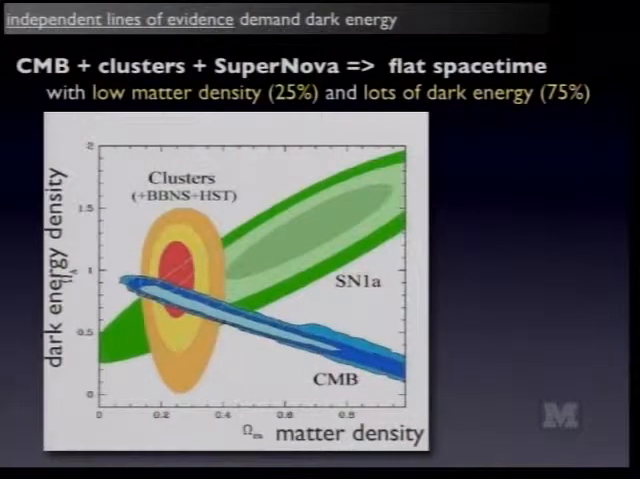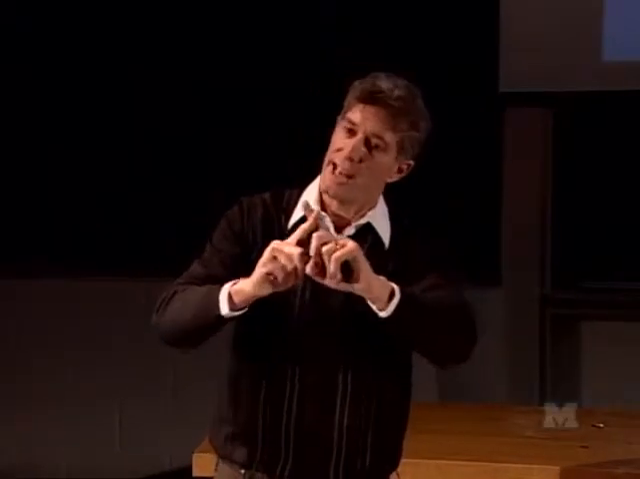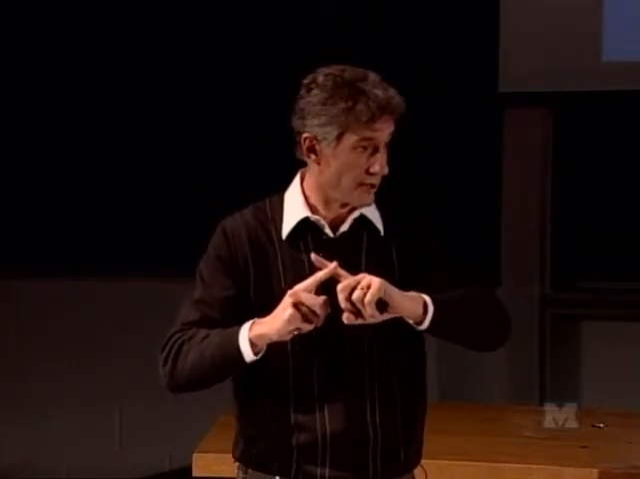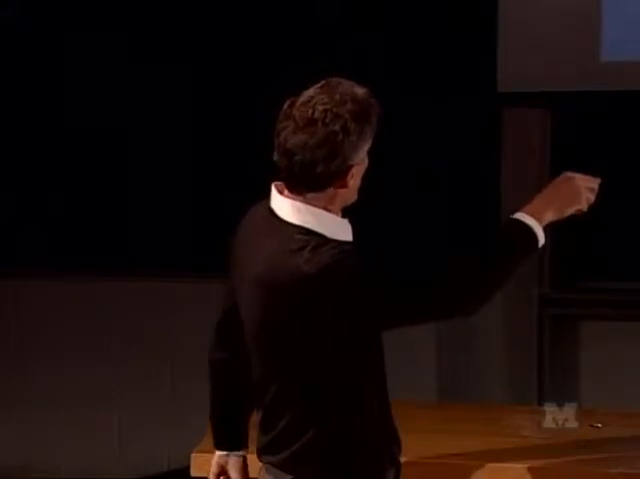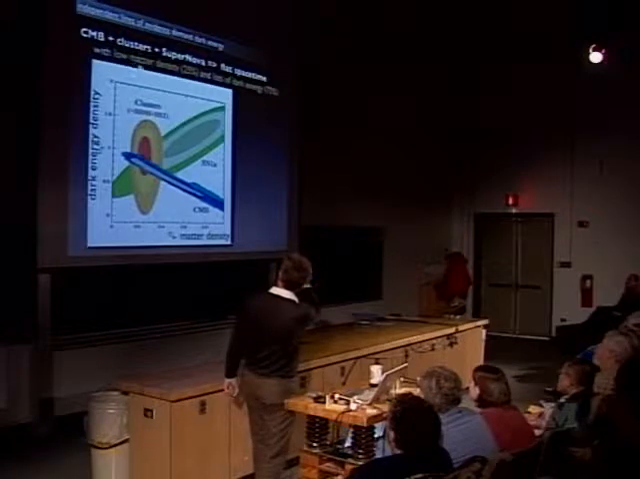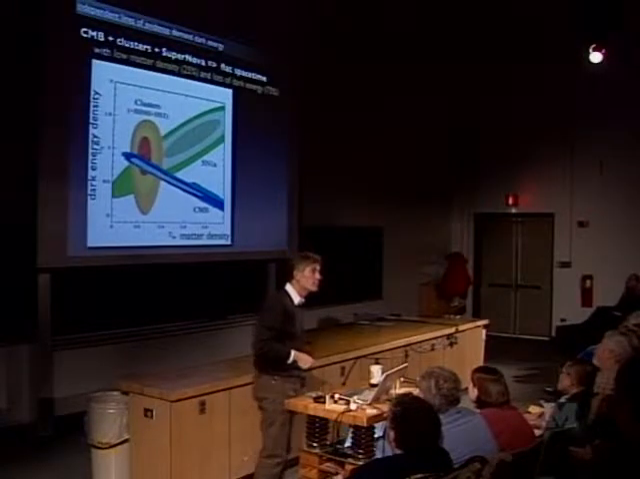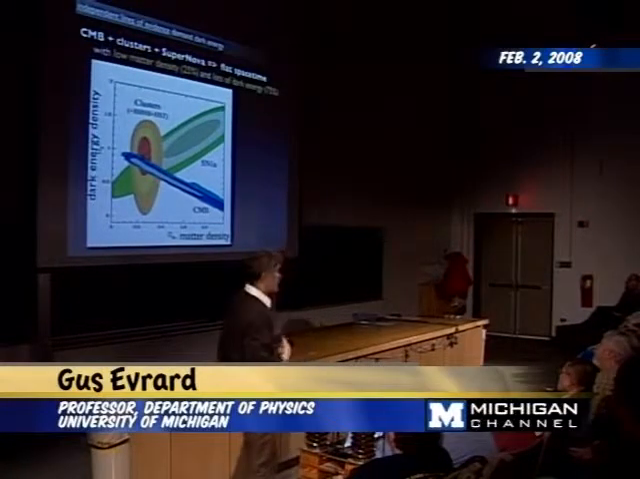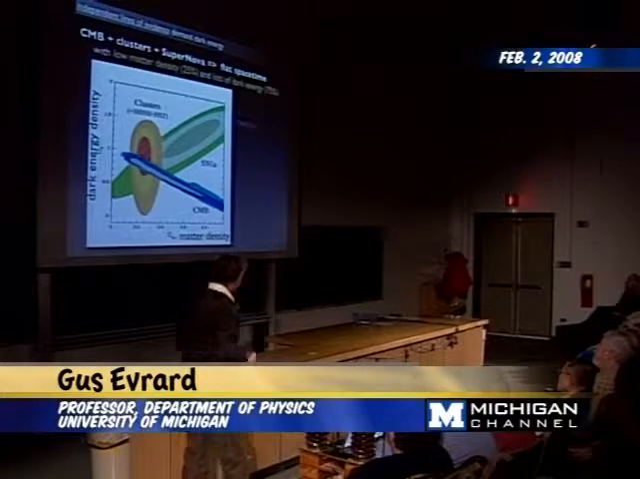And what you look for when you have independent constraints like this is that there better be a region where they overlap, and hopefully they all overlap in the same place, because that shows you that you are all pointing to the same answer. And they do overlap, and they overlap right here. And that overlap says that we have a matter density of about 25% and a dark energy density of about 75%.